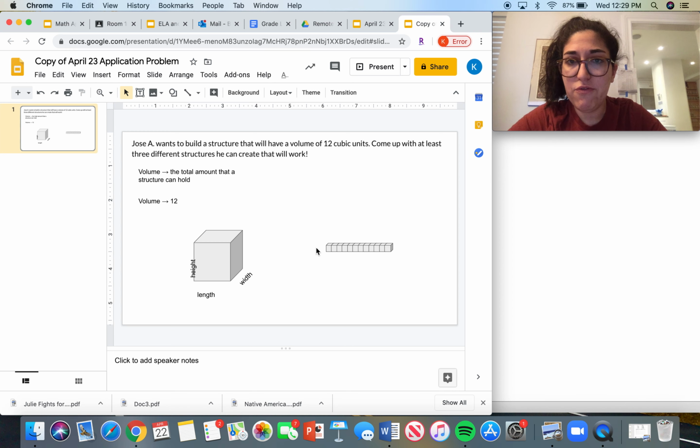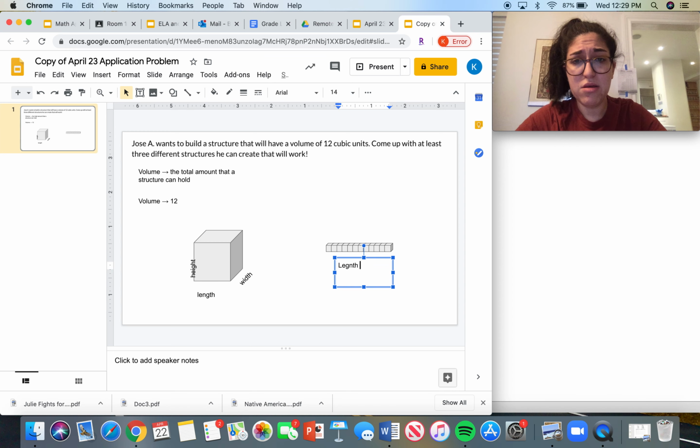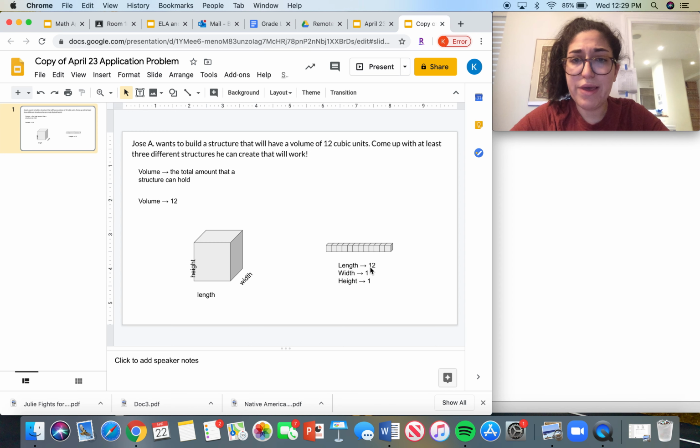And when I think about it this way, what's the length of this specific structure? Length is 12, right? Because the length is this across amount, 12. The width, back and forth, well, it only goes back 1. So it's 1. And the height, how tall it is, again, it only goes up 1. So a length of 12, width of 1, height of 1, that would work.